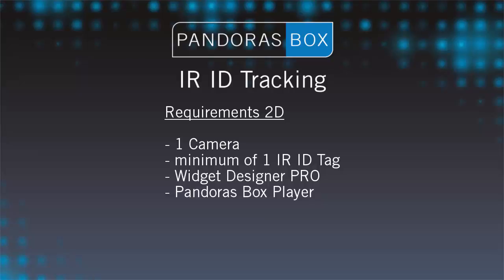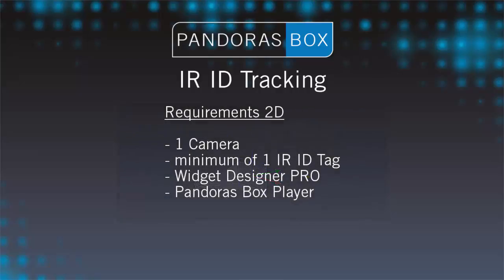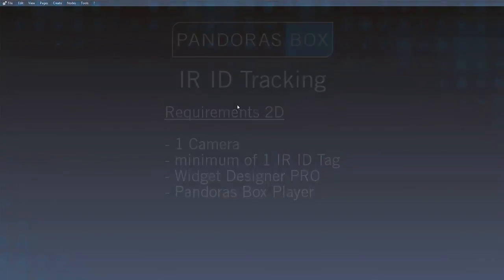First possible scenario: it can be either mounted above the tracking area looking down, so that the tracked object can move left, right and front, back, but not change its height. Another possible scenario is that the camera is mounted in front of the stage, so that the tracked object can move left, right and up, down, but this time it cannot move front, back. In both scenarios, Widget Designer interprets the movement as X and Y movement.